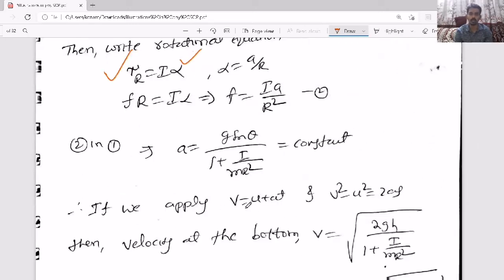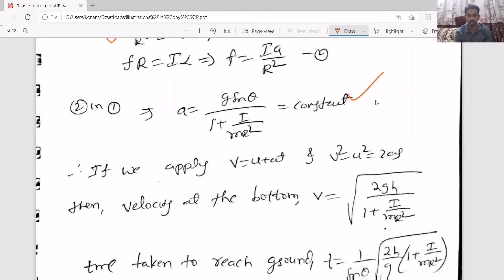So if you solve both the equations, you will get the acceleration formula. If the body was sliding, we learned the acceleration is g sin theta for a smooth surface, and if it is a rough surface, then it is g sin theta minus mu g cos theta. That is the acceleration for a sliding body. But here the body is not sliding. What is happening to the body here? It is rolling down. So the acceleration is this one.